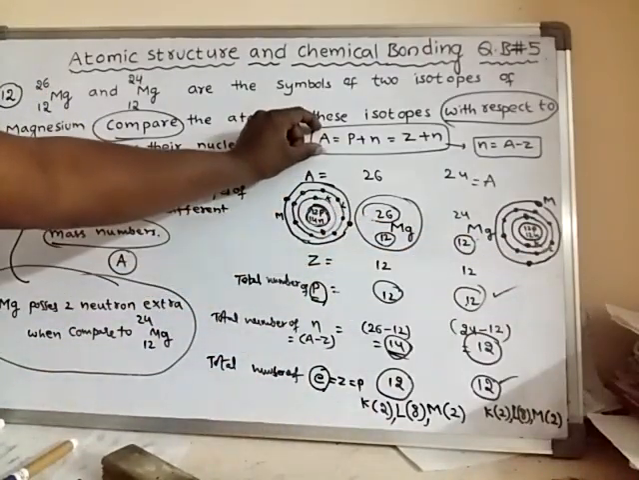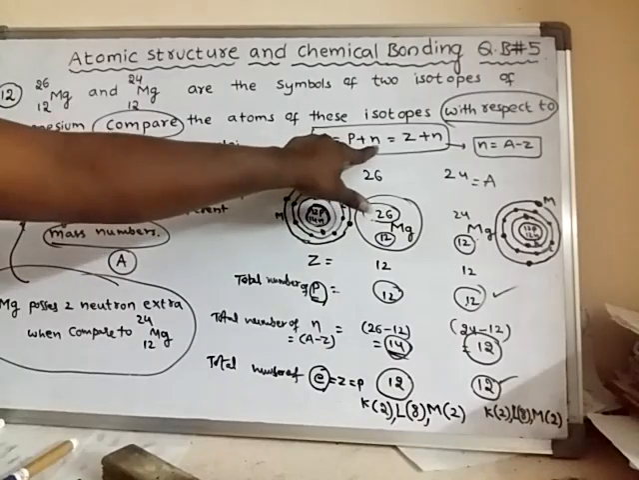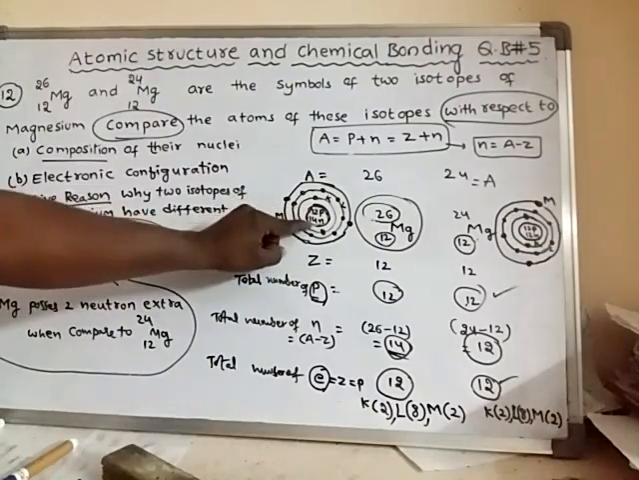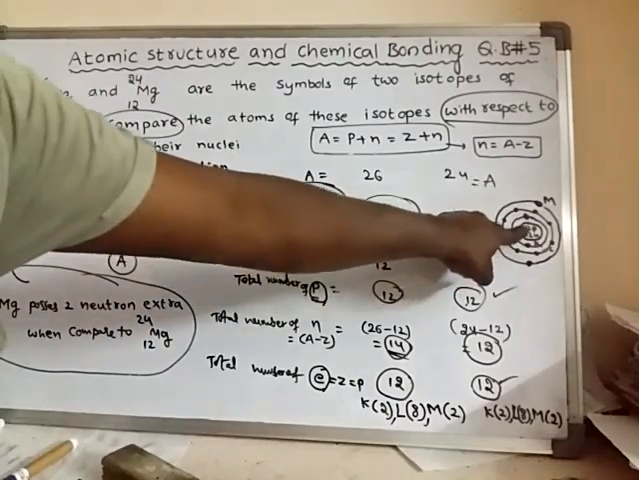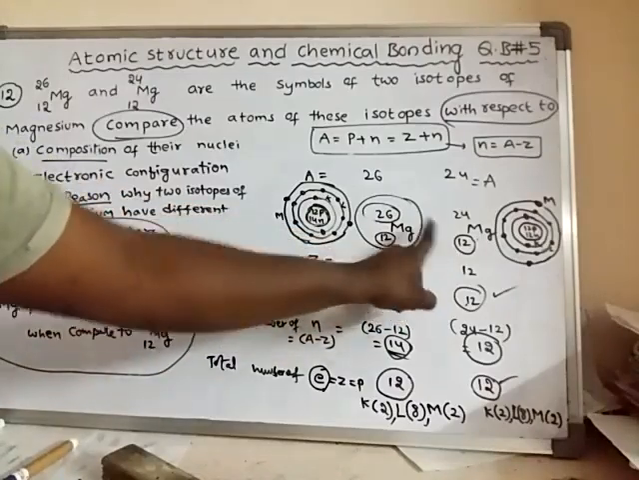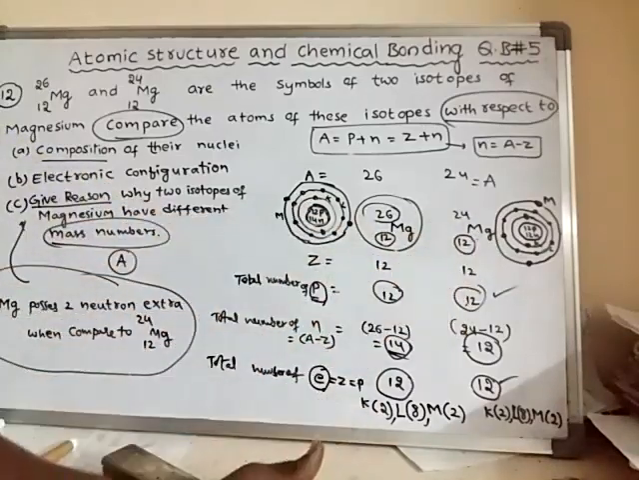What is atomic mass, or mass number? Mass number is nothing but the sum of protons and neutrons. The sum of the total number of protons and the total number of neutrons is the mass number. So here it will be 12 plus 14, which is 26, but here 12 plus 12, 24. So these two isotopes differ in their mass numbers just because of neutrons. In this way we can give the explanation to this question.